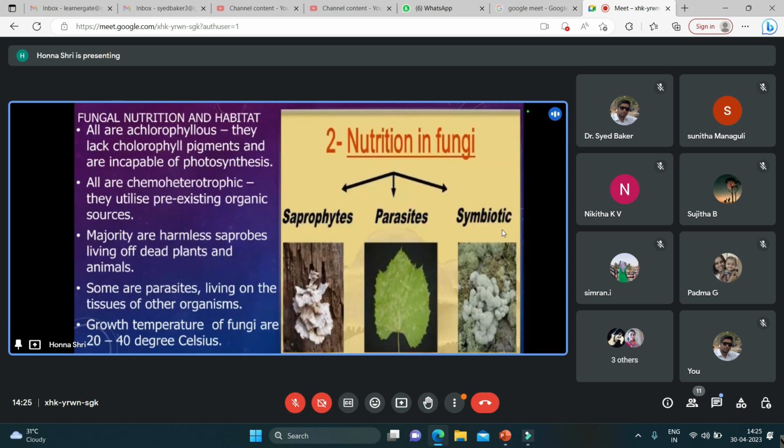Next, we will know about the nutrition of fungi. They all lack chlorophyll pigments and they are incapable of photosynthesis. Hence, fungi are known as achlorophyllous. They are chemoheterotrophic, where they utilize pre-existing organic sources. The majority of fungi are harmless saprobes living on dead plants and animals. Some are parasites, where they live on the tissue of other organisms. The growth temperature of fungi is 20 to 40 degrees Celsius.